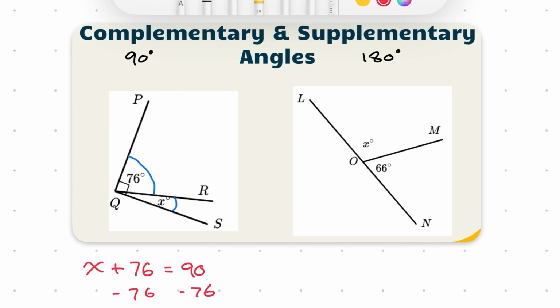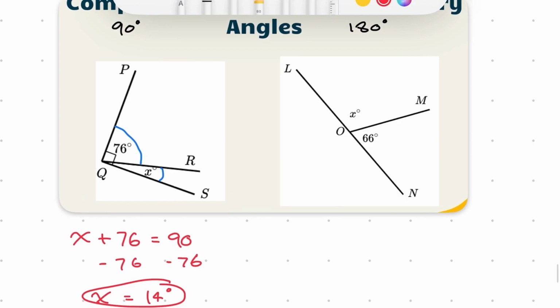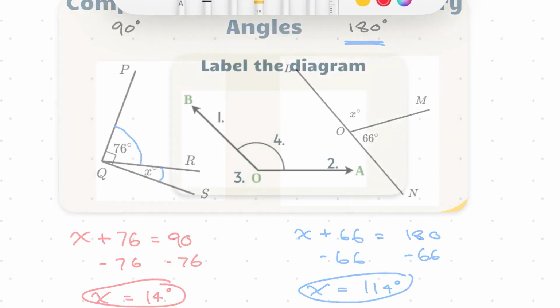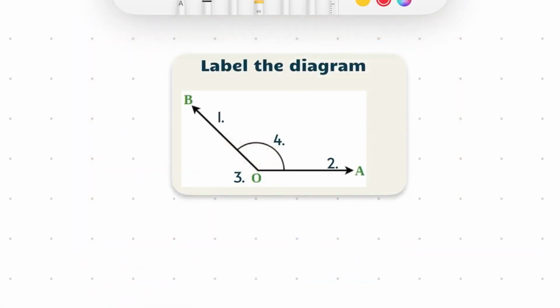For our second one, we're going to be doing something similar. I have to set up an equation, except this time I'm dealing with a supplementary angle, 180 degrees. So I can say that x plus 66 equals 180. And by subtracting 66 from both sides, I get that x equals 114 degrees.